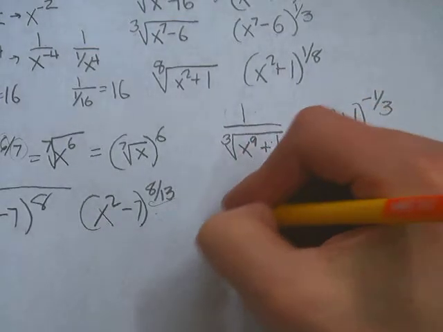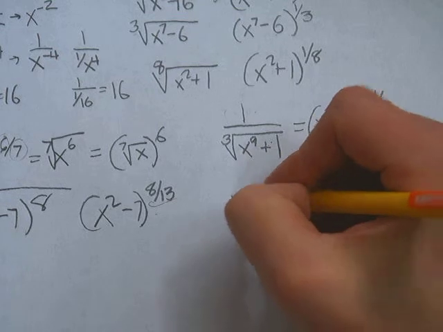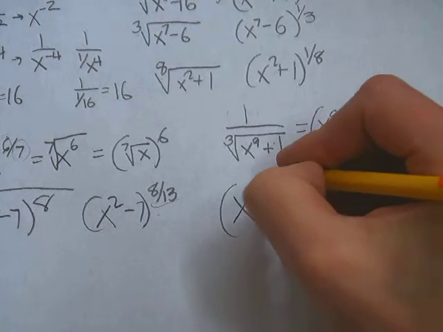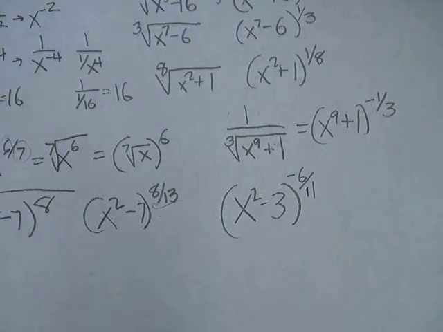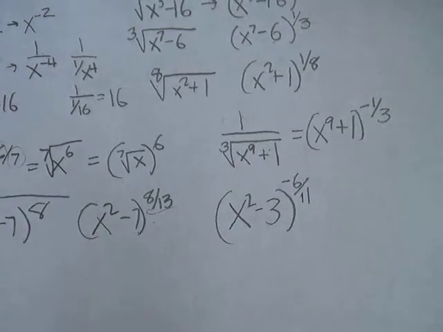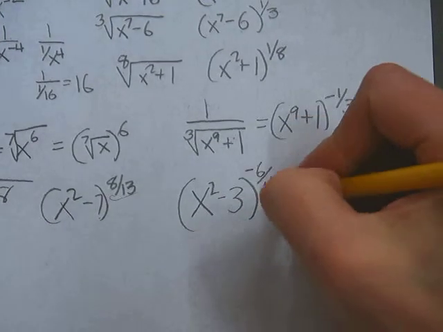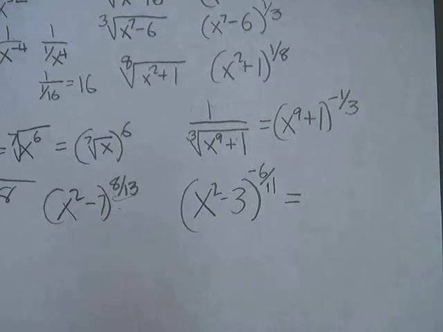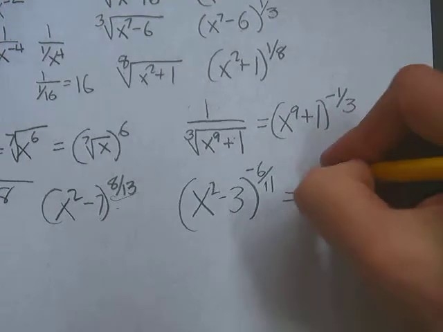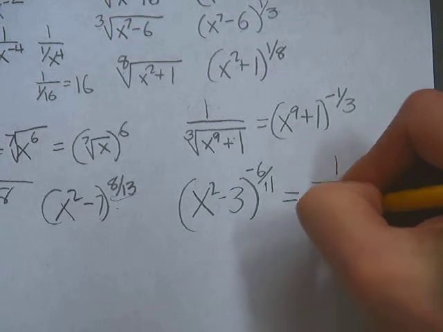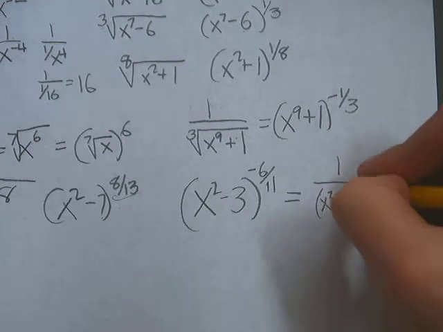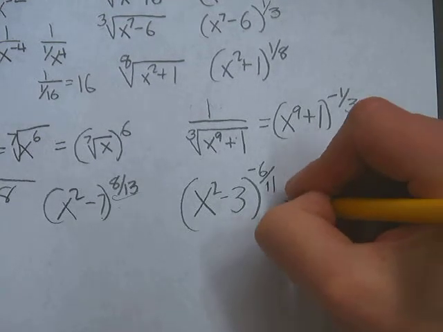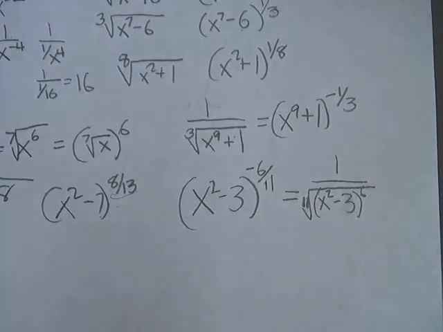So if somebody gave me x squared minus 3 to the negative 6 over 11 power, and I was supposed to rewrite this in terms of a form like this, well, negative means 1 over, so I've already done 1 over, and then I just need to do the 6/11th power. So 1 over x squared minus 3. Do I want to root first, or do I want to power? I'll power first to the 6, and then I'll 11th root this. And that's how fractional exponents work.